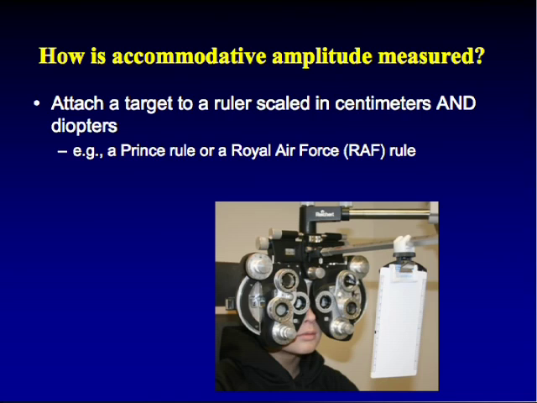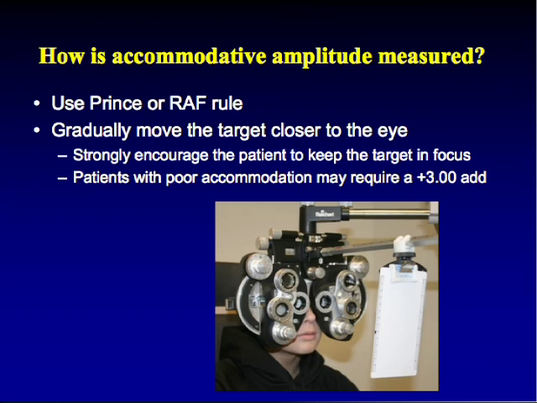So how do we measure accommodative amplitude? Well, we take a target and we attach it to a ruler that's scaled in centimeters and diopters, either a Prince rule shown here or a Royal Air Force rule. So there are numbers on that, not just in centimeters, but also in diopters. Then you cover one eye, and you gradually move this target closer to the eye, and strongly encourage the patient to keep the target in focus until they can no longer keep it in focus. At that distance, you take the reciprocal of that number, and that's their accommodative amplitude, assuming that you first put their distance correction in place.